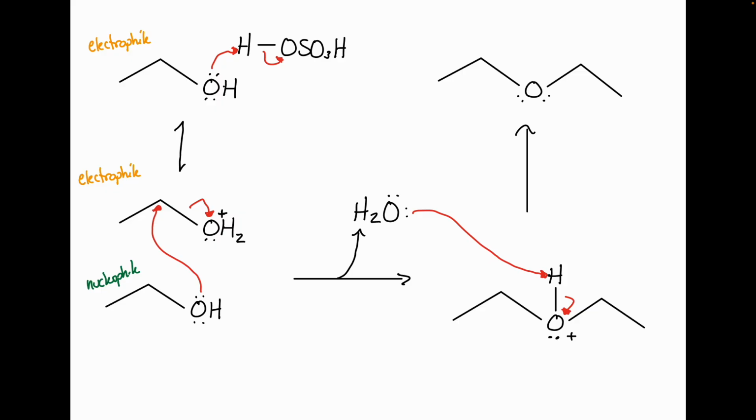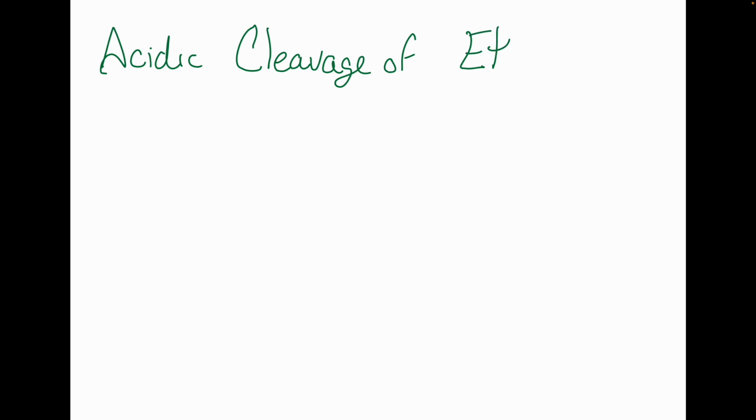If instead we wanted to break our ether apart, we could use, again, these acidic conditions. This is now the acidic cleavage of ethers. And we're going to specifically use these hydrohalogen acids.